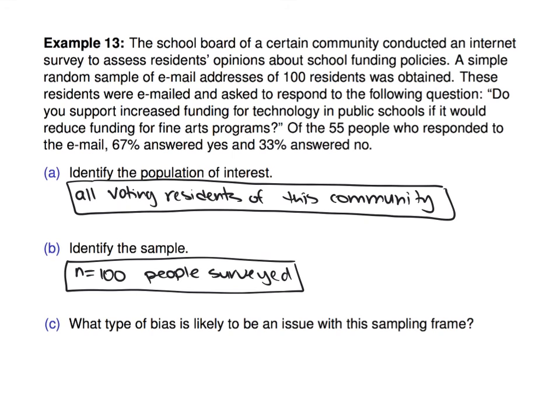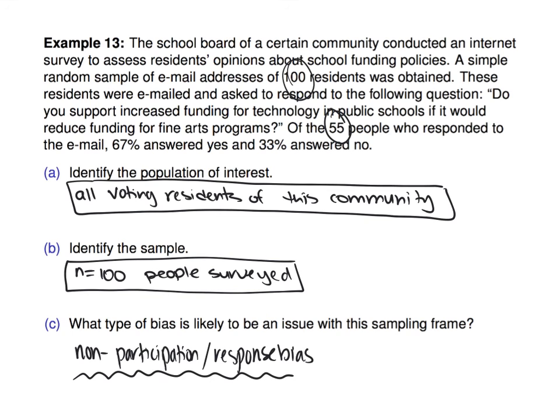So what type of bias is likely to be an issue with this sampling frame? Well, one obvious one is only 55 out of the 100 people responded. So this would be non-participation/response bias. And I kind of dislike question B because the sample could be the 100 people surveyed or it could be the 55 who answered. And honestly, I'm not 100% certain which one it should be. So I won't put any questions that are that ambiguous in the test.